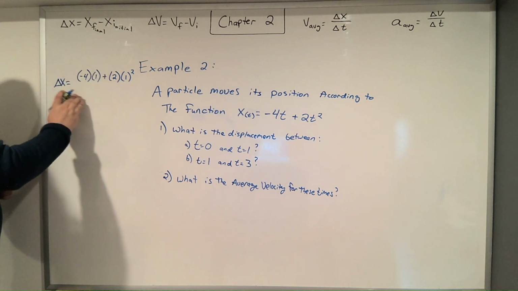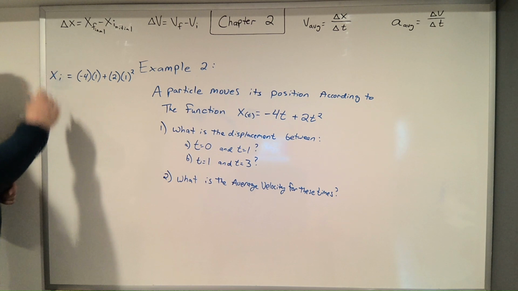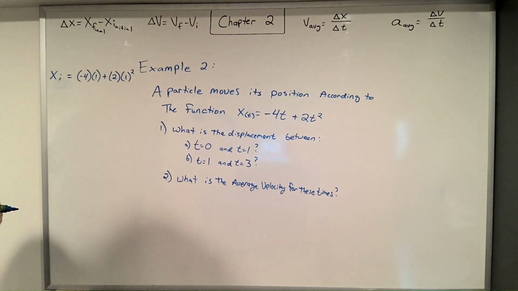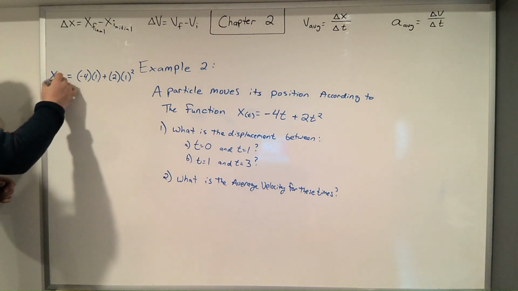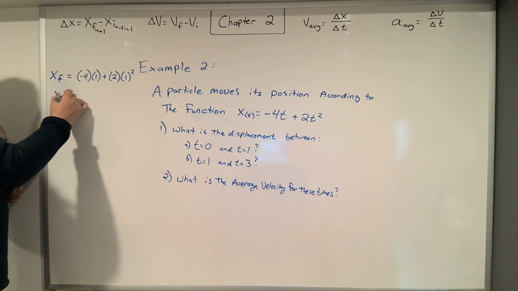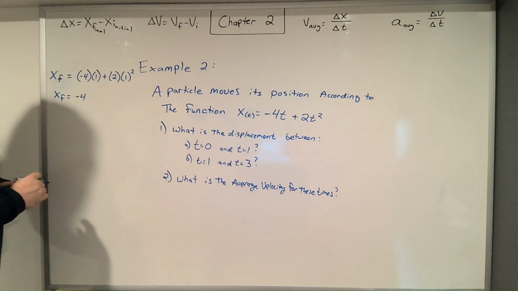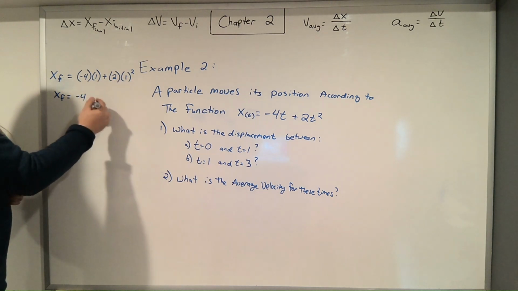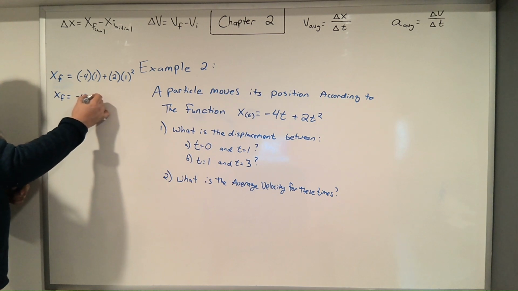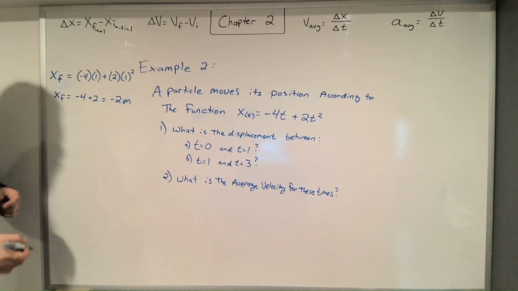Now I'm going to run out of room here if I don't change this up. So let me change this to xf. Okay, and what is that? The final position. And what is that? Well, negative 4 times 1 will get me a negative 4. Plus 2 times 1 squared. 1 squared is just 1, so this is plus 2. So we get a negative 2 meters.